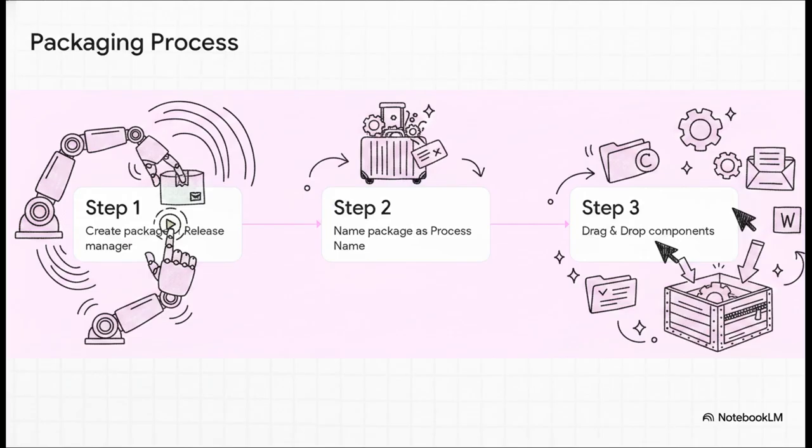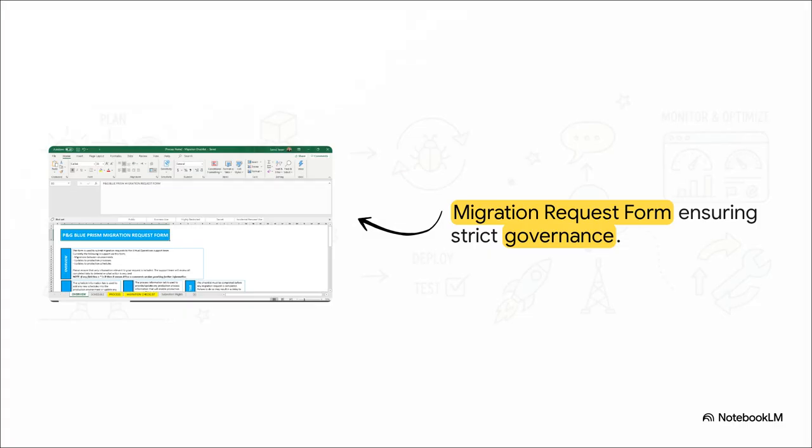And notice step 2, it has to carry the exact same name as the process itself to maintain really strict version control. Now, what's really interesting about the slide is the strict governance required to actually move that package. Looking at the Blue Prism migration request form here, notice those specific tabs highlighted in yellow, the process tab and the migration checklist. You can't just email a file and say, hey, go live.